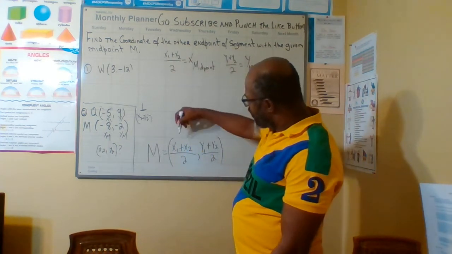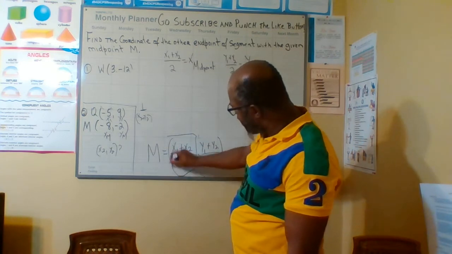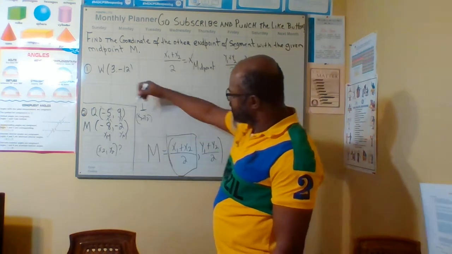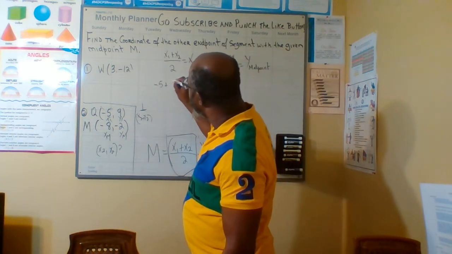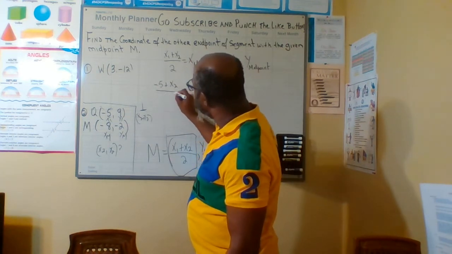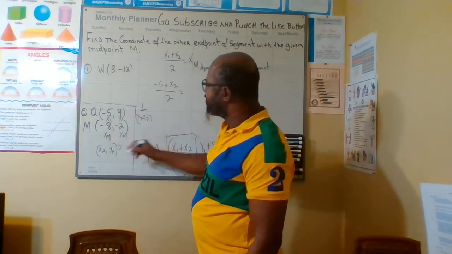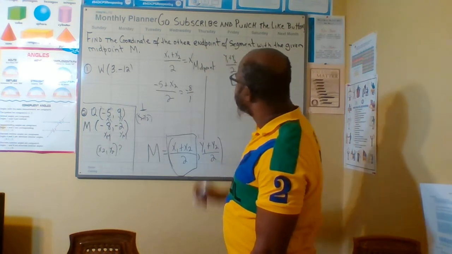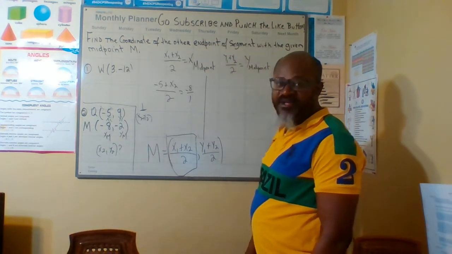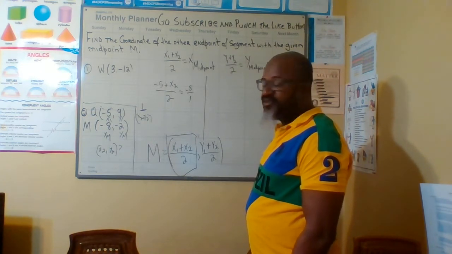So I'm going to borrow this part in the midpoint formula, the x coordinate. In this case x1, which is negative 5, plus x2, over 2, is equal to the x coordinate of the midpoint, which is negative 8. And I can put this over 1 and solve for that. That's going to give me my x2, the x coordinate of the other endpoint.